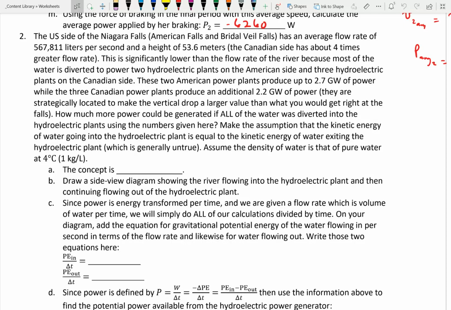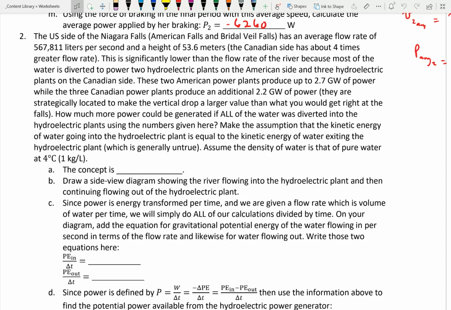The Canadian side has about 4 times more water that goes over it. So the 2 American power plants are currently producing 2.7 gigawatts of power, and the 3 Canadian power plants are producing 2.2 gigawatts. They have positioned those so that they are higher on the stream with dropping the water to a low level, so they have a bigger change in elevation, hence a bigger change in gravitational potential energy of the water from on top to the bottom.